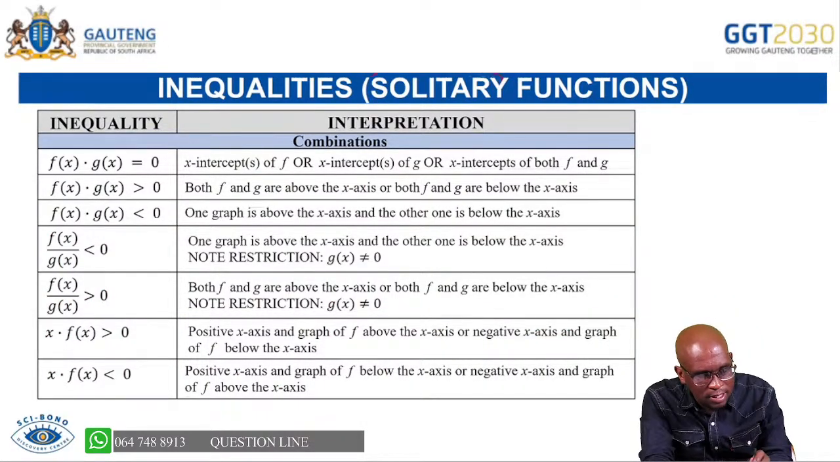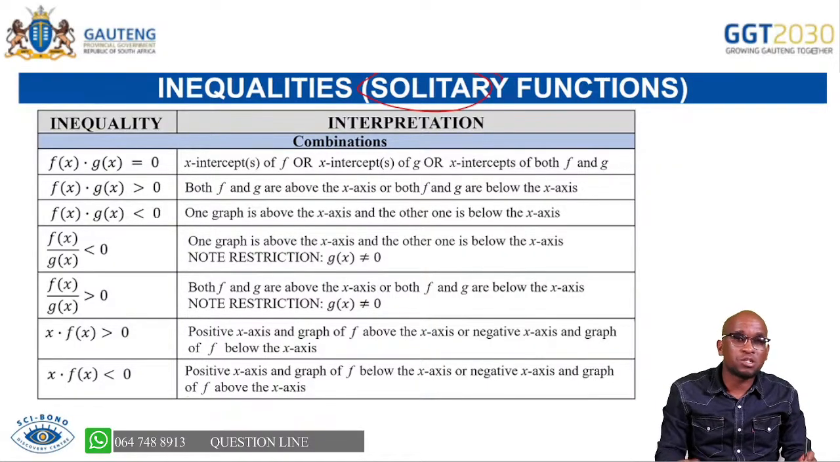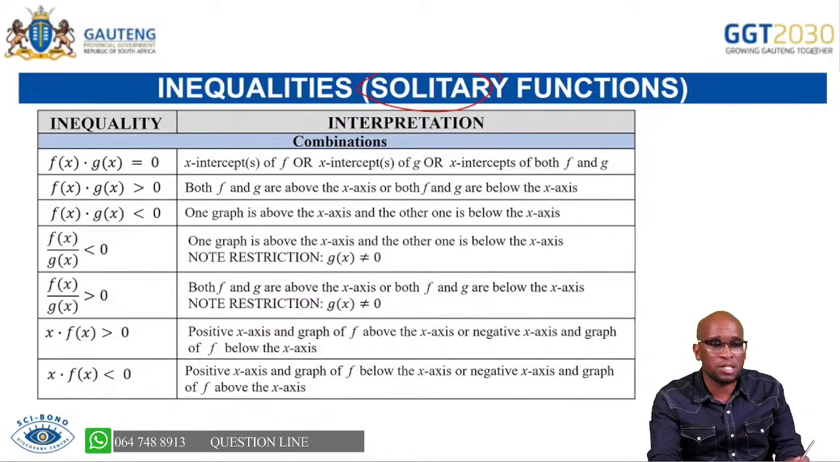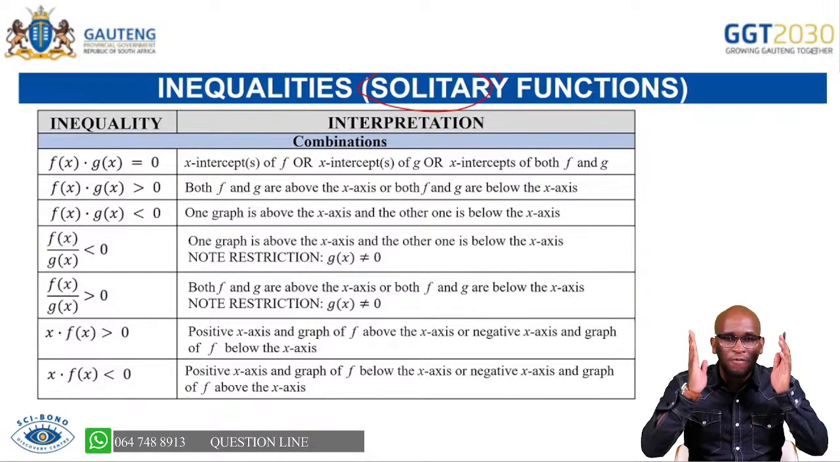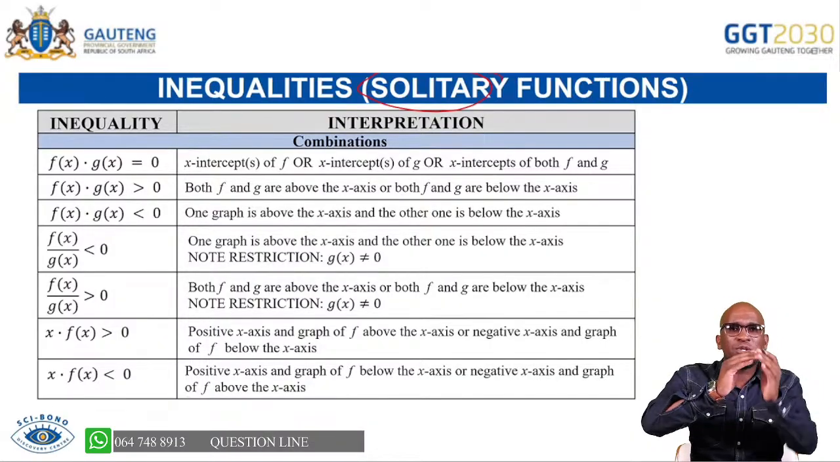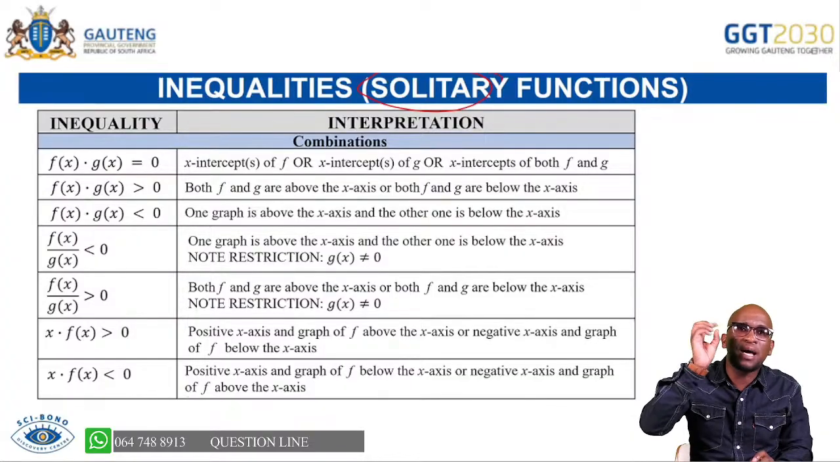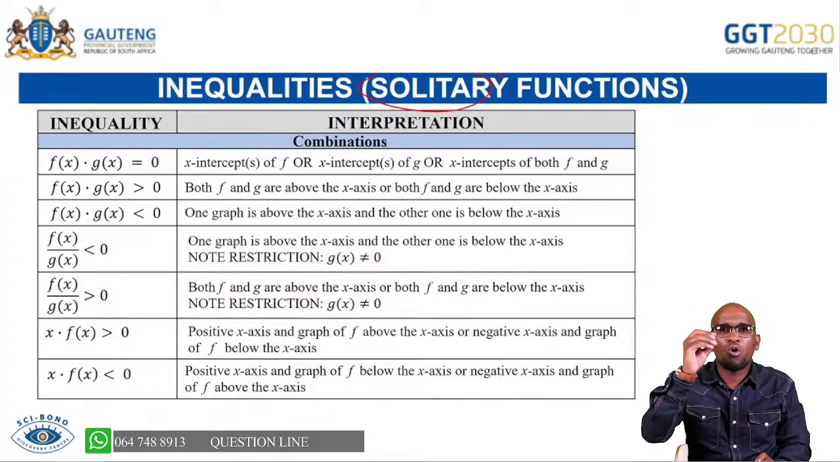Now we are looking at here, these are not solitary functions, we are talking now about combinations. No longer solitary functions. Solitary functions, we looked at it there, so it's just a typing error. We are looking at combinations. I said to you, when you have two functions, you can either compare them, where the one is above or below, or they are equal, or you can combine them. When you combine, it's either you multiply the first function with the second, or you divide the two.